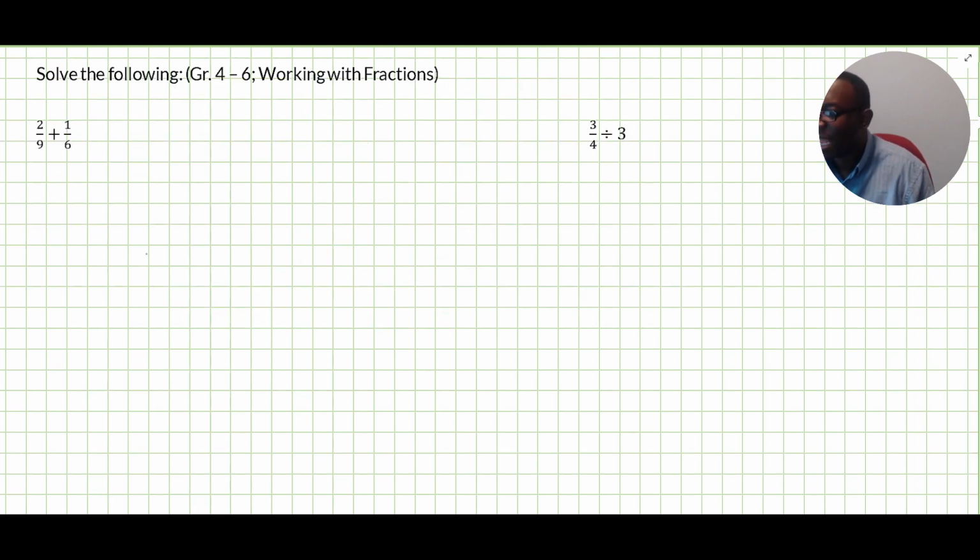Like I said, I'll try to do some fractions every day that we meet. So Mondays and Wednesdays for sure we'll have fraction problems. I'm going to try to do a word problem and some non-word problems whenever we do fractions, just so you can see how to apply them. So the first question is, what is 2/9 plus 1/6? And the second one is 3/4 divided by 3.